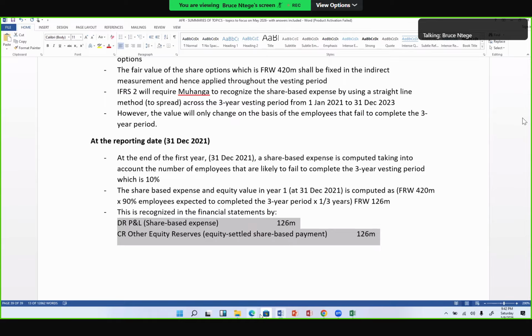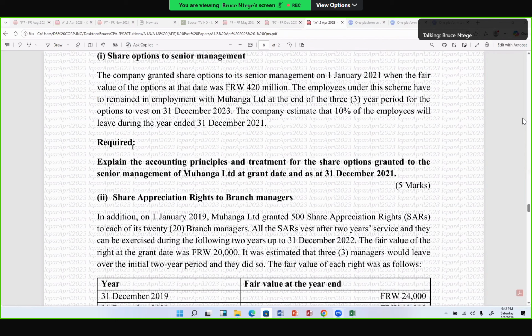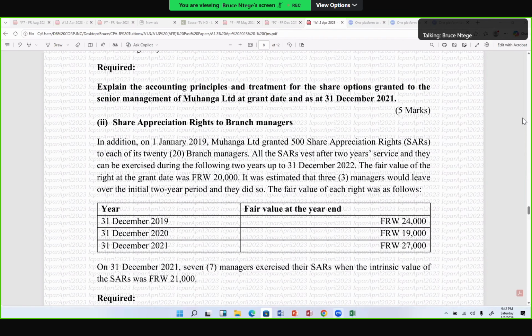Okay. So let's look at part two of the question, which clearly is saying share appreciation rights, and that it's cash settled. Again, the counterparty employees, these are branch managers, the employees of the company. They have said here that in addition, on 1st January 2019, some period back, Mohanga Limited granted 500 share appreciation rights to each of 20 branch managers.